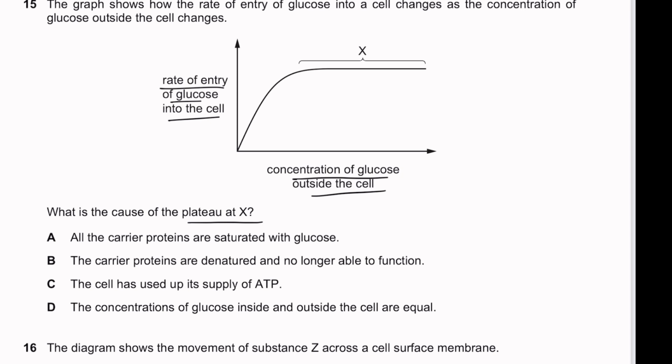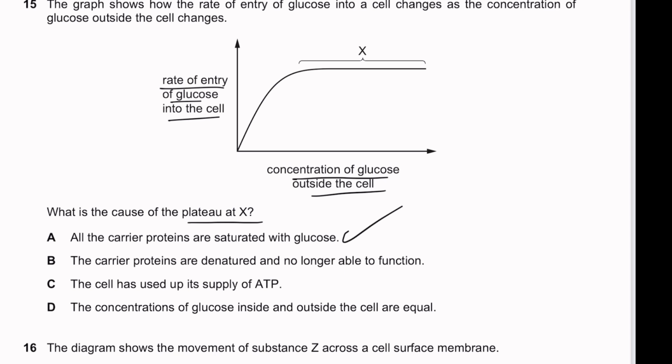So here, glucose could enter by two possible ways. Either by facilitated diffusion or, only by facilitated diffusion, because glucose is large and polar. If it was water, I would have said something else, but this is not water. So we're talking about glucose. And so glucose, all carrier proteins are saturated with glucose. That's the only possible explanation. Again, because glucose can only possibly enter by facilitated diffusion.